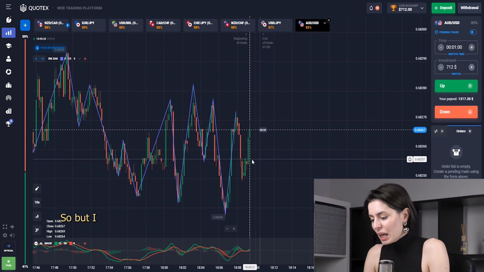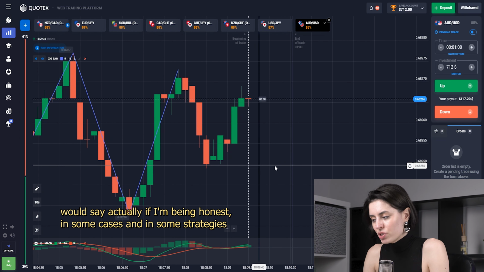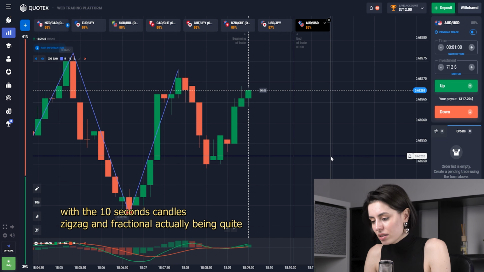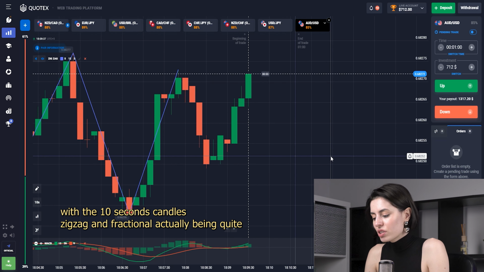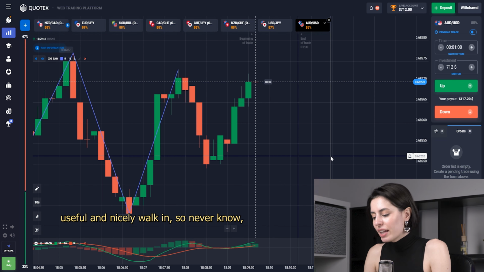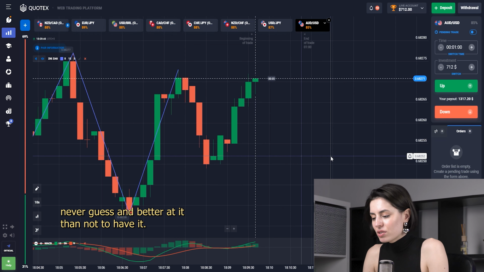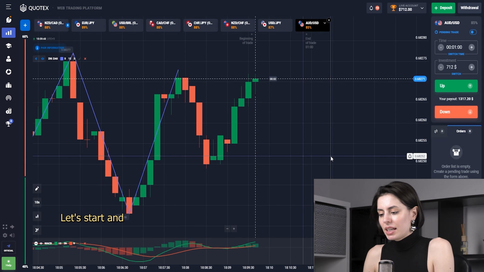But I would say actually, if I'm being honest, in some cases and in some strategies with the 10 second candles, zigzag and the fractal are actually quite useful and work nicely. So never know, never guess, and better add it than not to have it. Let's start and let's see.